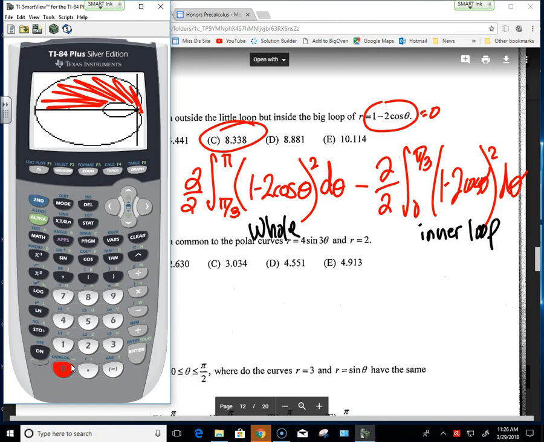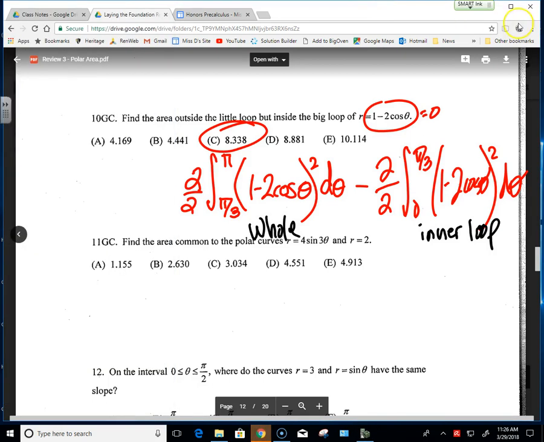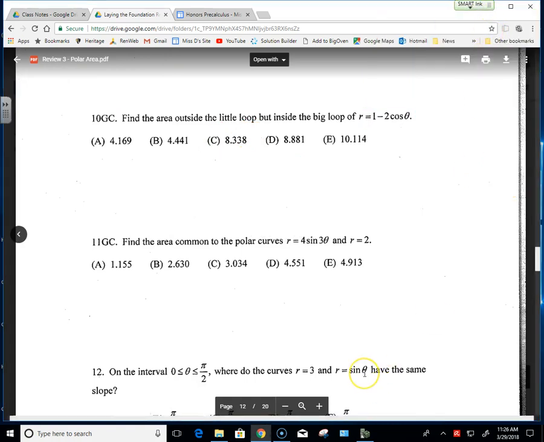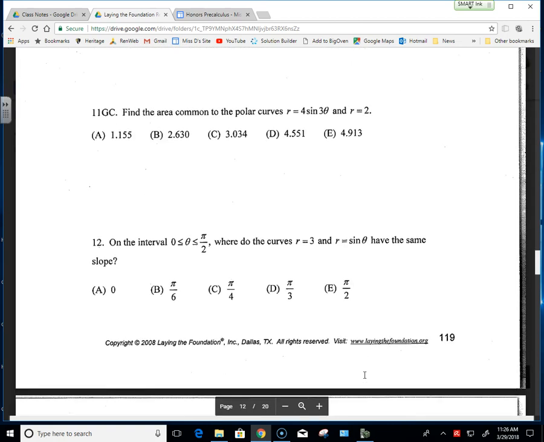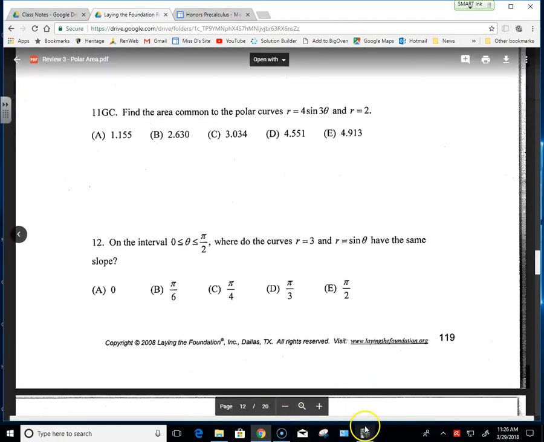All right. Any more multiple choice questions? Oh, yeah, Dylan. 11. Common.